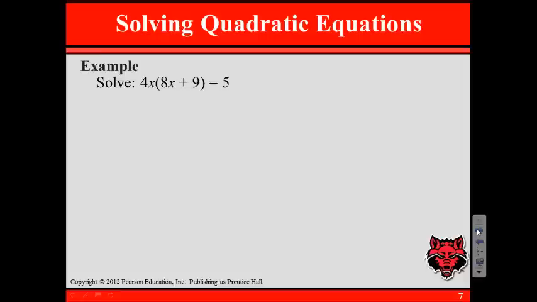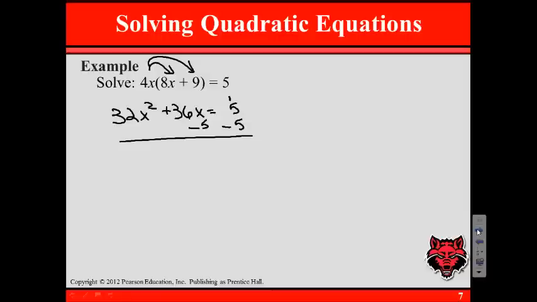Now the equation 4x times 8x plus 9 equals 5. We start by simplifying the left-hand side, so we distribute 4x to each term inside parentheses. It gives us 32x squared plus 36x equals 5. So now we move all the terms toward the side where the x squared is, which is the left-hand side. So we subtract 5 from each side. The 5's cancel on the right-hand side and leave 0. On the left-hand side, we have 32x squared plus 36x minus 5.